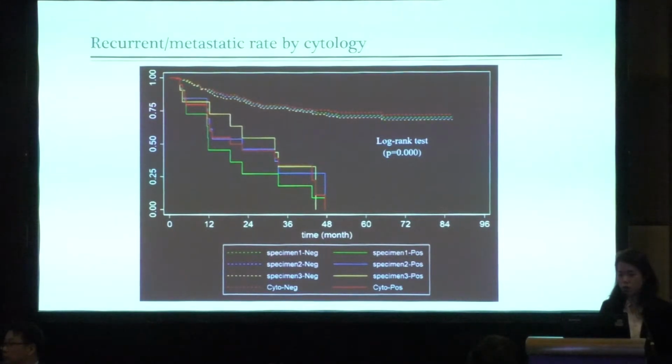This graph also shows recurrent and metastatic rate by cytology, similar to the previous one but divided by each specimen. The solid line represents PLC positive patients. Patients with specimen 1 positive had a higher recurrent rate compared to specimen 2 and specimen 3 positive.